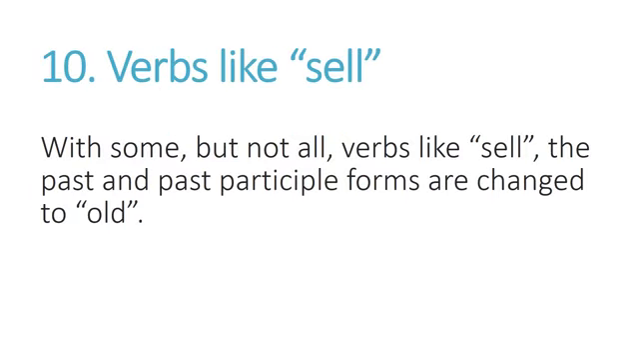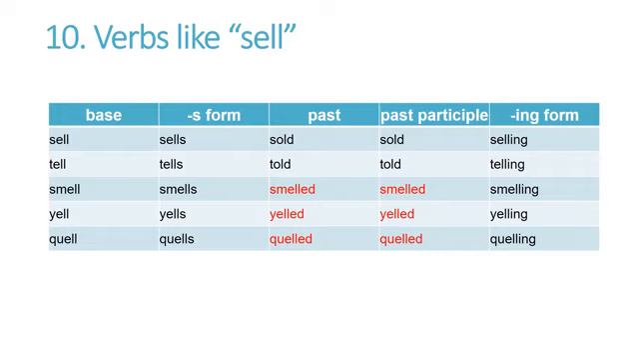Verbs like sell. With some, but not all, verbs like sell, the past and past participle forms are changed to old. Let's look at some examples. Sell, sold, sold. Tell, told, told. Now, not all of these follow the same pattern. For example, smell follows the regular pattern with the ed ending. Smell, smelled, smelled. The same goes for yell, yelled, yelled. And quell, quelled, quelled.